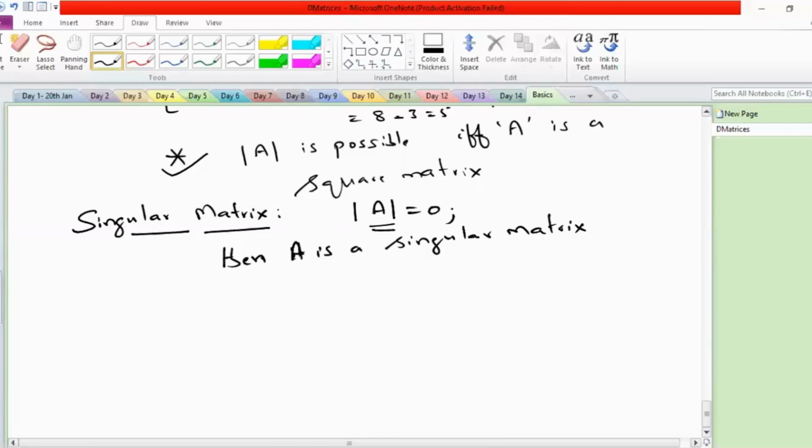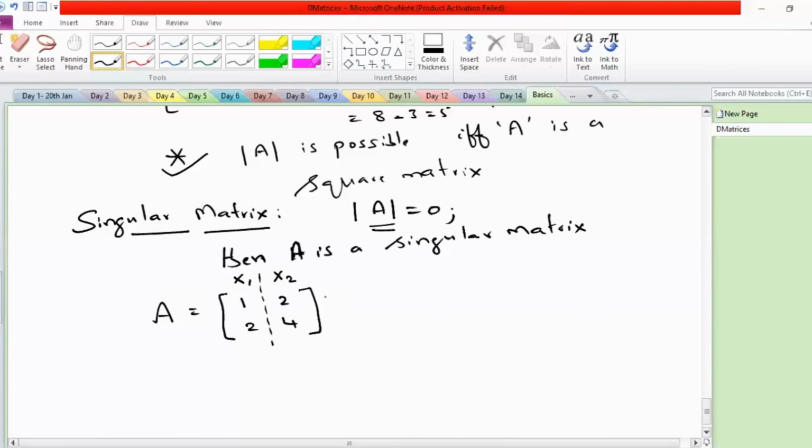When is the determinant of A possible? When A is a square matrix. For a square matrix you can calculate the determinant, and if that determinant becomes 0, then it is called a singular matrix. For example, say you have 1, 2, 2, 4. This is a square matrix. This column is the x1 column, this column is the x2 column. I'm talking in terms of columns now.